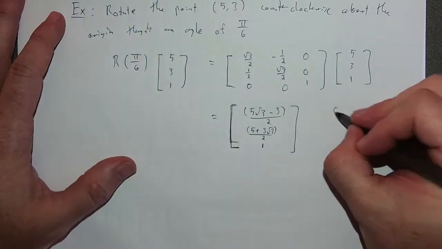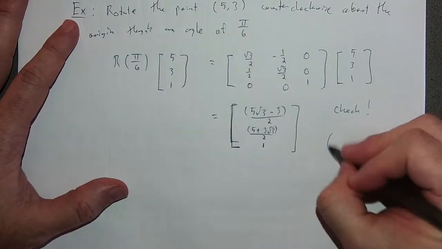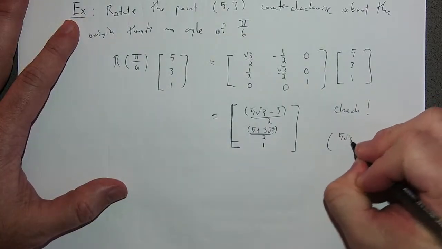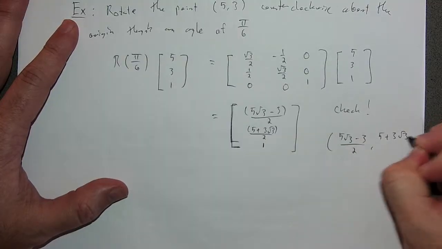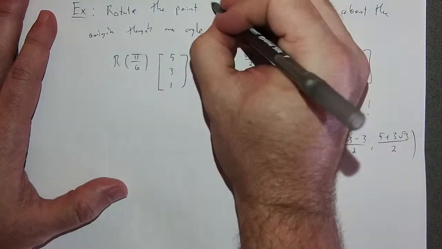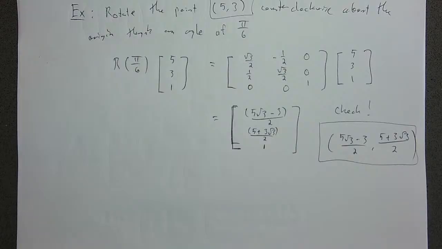And you can check that if you plot the point (5 root 3 minus 3 over 2, 5 plus 3 root 3 over 2) and compare these two, the point (5, 3), you will see that it is the point (5, 3) rotated through an angle of pi over 6 counterclockwise about the origin. Okay, so that is how that works.